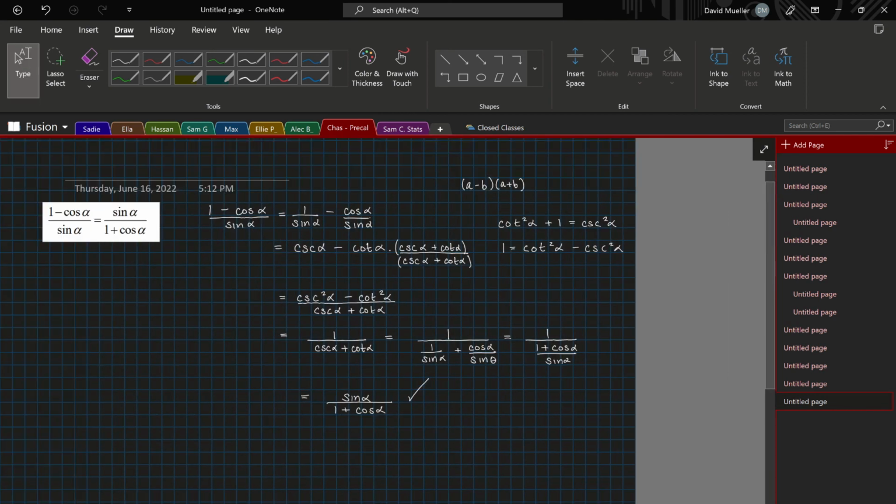Aren't these fun? Yeah, I love these kind of problems. It takes a little bit to get the hang of it, but once you've got it, it's definitely fun.